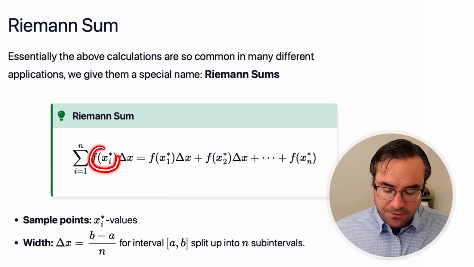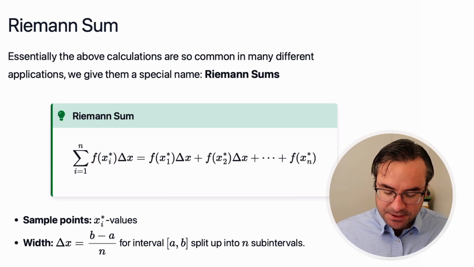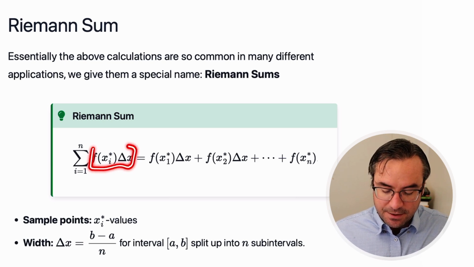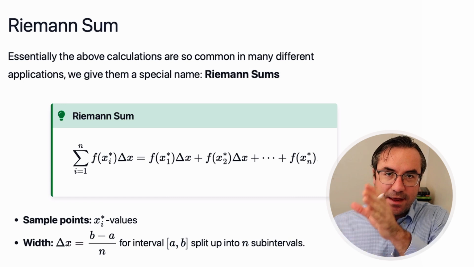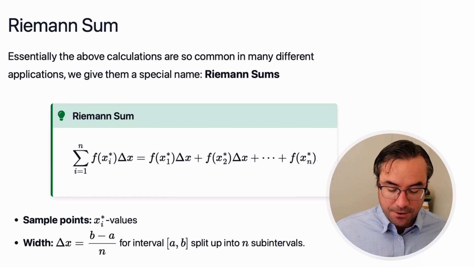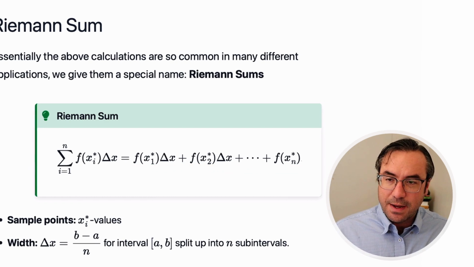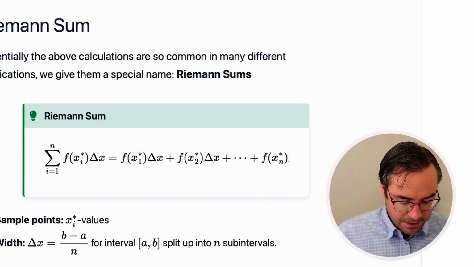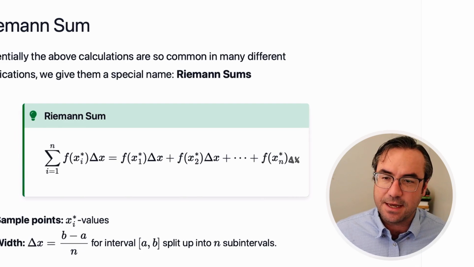And so the function evaluated at some x value times delta x, if we calculate this and then repeat that n number of times and add the results together, we get our Riemann sum. And it looks like it got cut off here. There should be a delta x at the end.